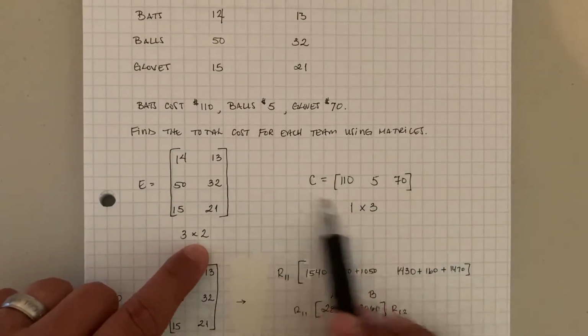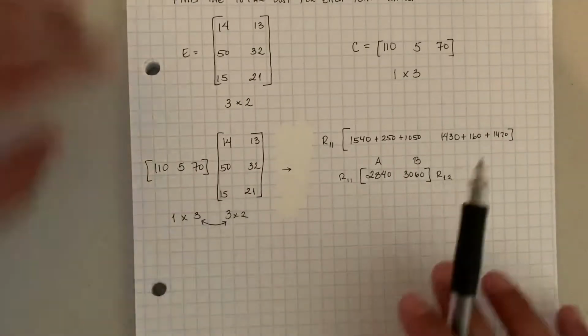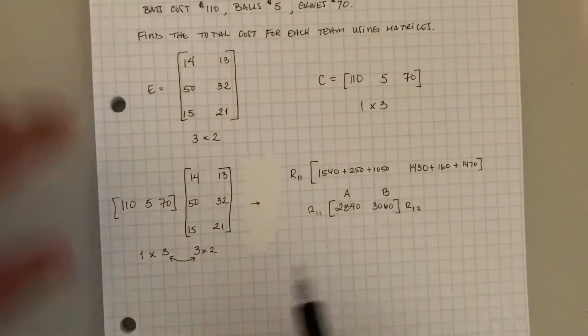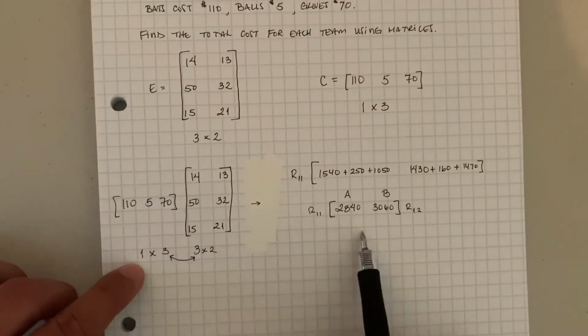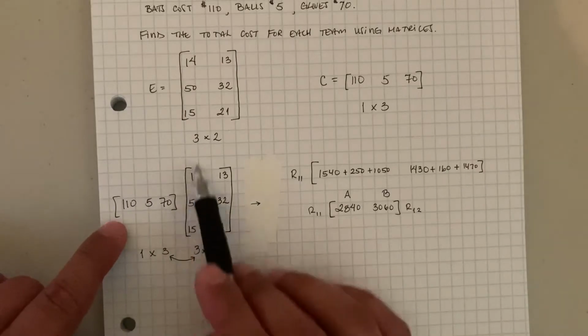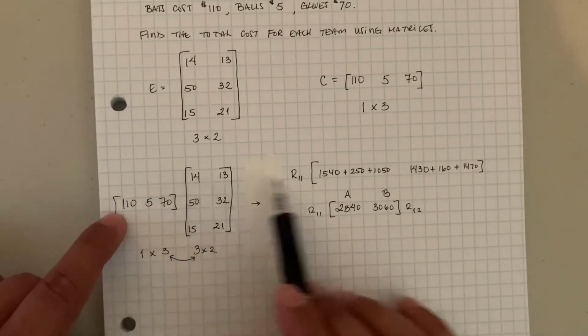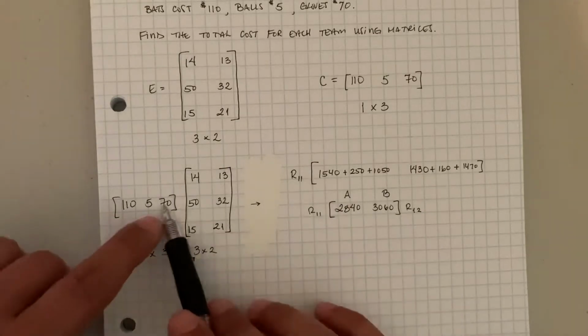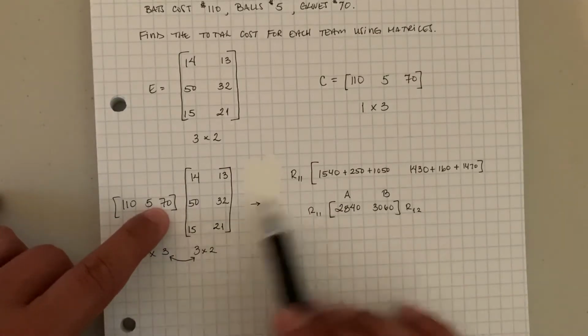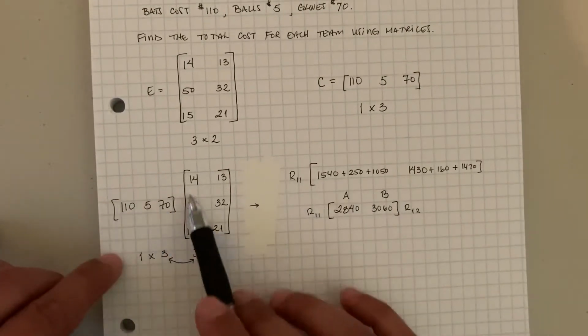So what I'm going to do is rearrange this guy. I'm going to put him in the front, like so. And then I'll be able to go ahead and multiply it. So now the inside numbers are the same. So I'm going to get a 1 by 2. So remember, this row times this column. So 110 times 14, 5 times 50 is 250. 70 times 15 is 1050. So that's the first row, first column.